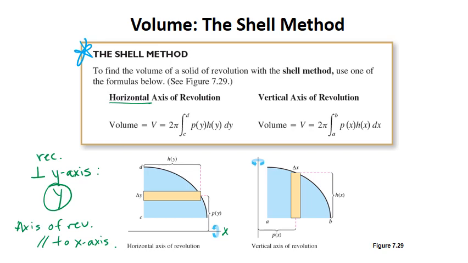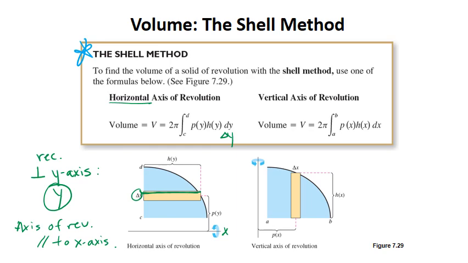So looking at this formula, this is still a circular shape, and that's why we have this 2 pi. And then the p of y, again, is the distance from the axis of revolution to the middle of this object, or rectangle. h of y is the length of it. And then delta y is the width. And remember, dy and delta y are very similar. It's basically the same thing. And then our limits of integration are from c to d. And again, those are y values.